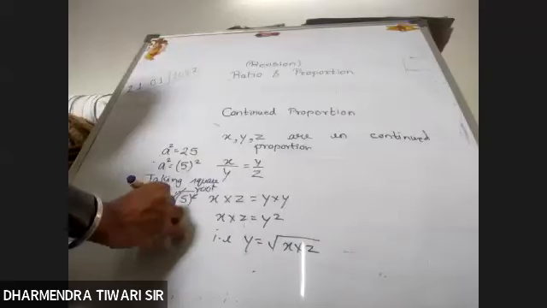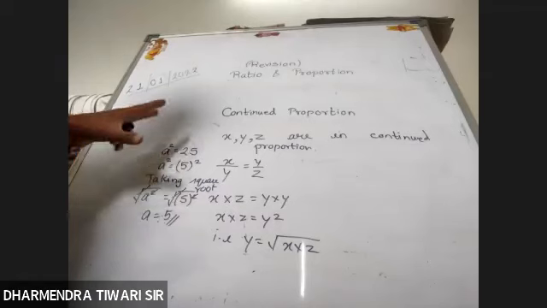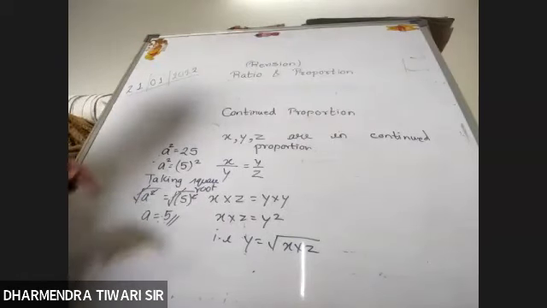What do we get? A is equal to 5. So this is the concept that we're going to use today.